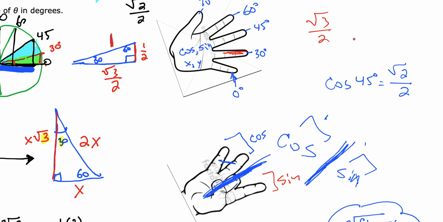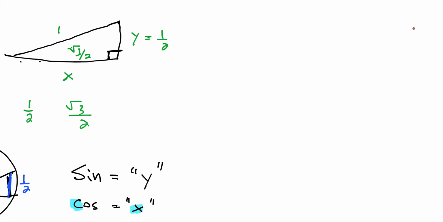So if you want to do the cosine of 0 degrees, pull your 0 finger. So you're pulling this one. All right, so cosine is above it, right? So root 4 over 2, which is 2 over 2, which is 1. Now, for sine.